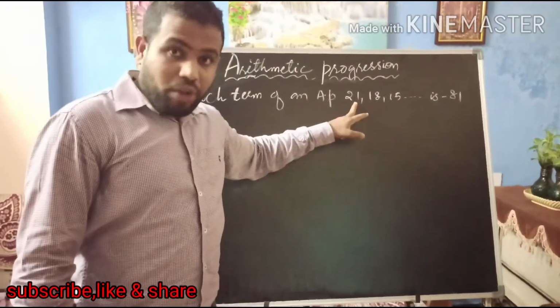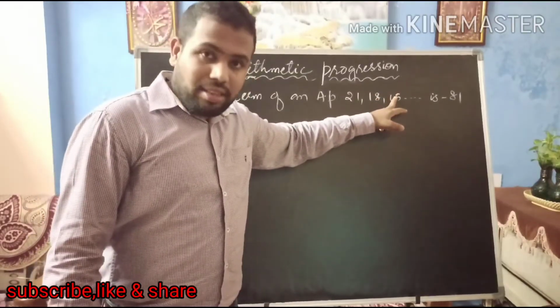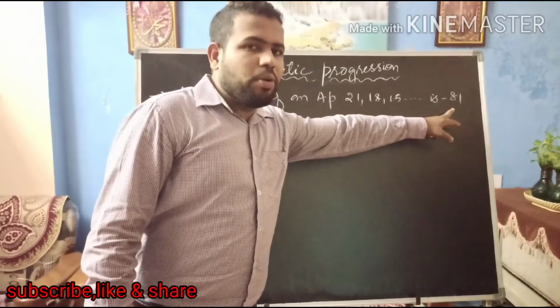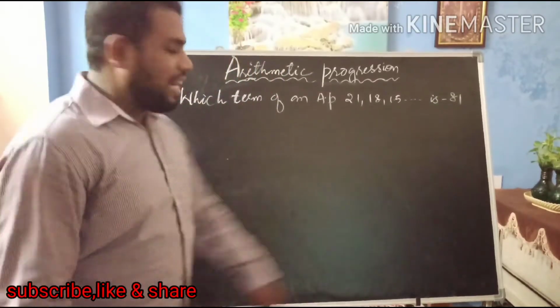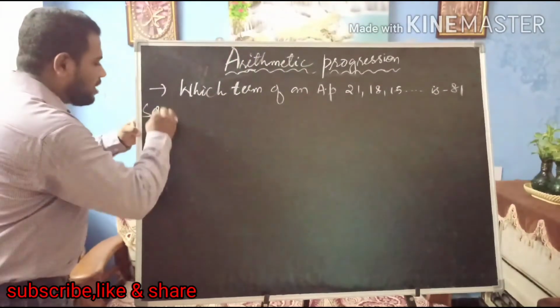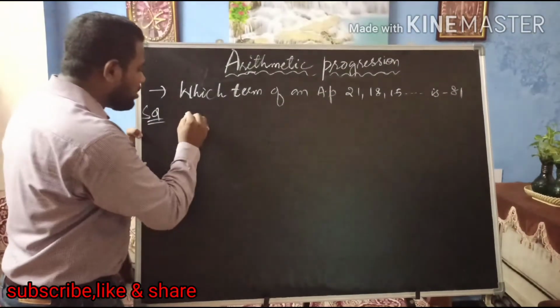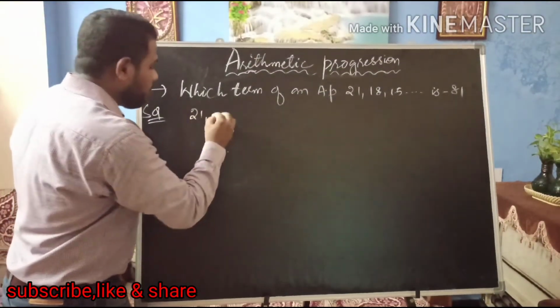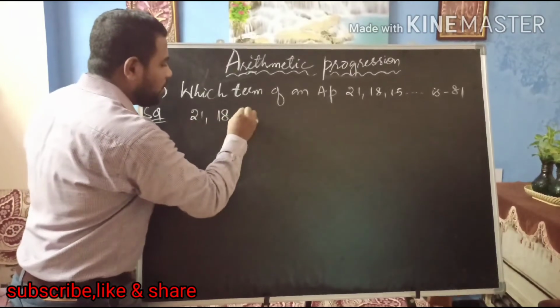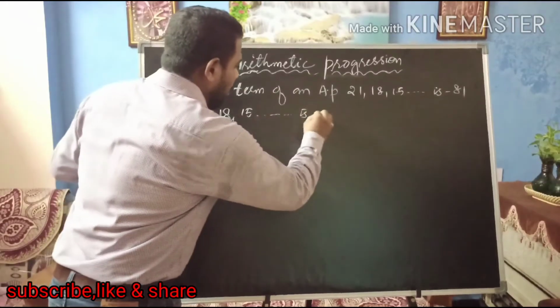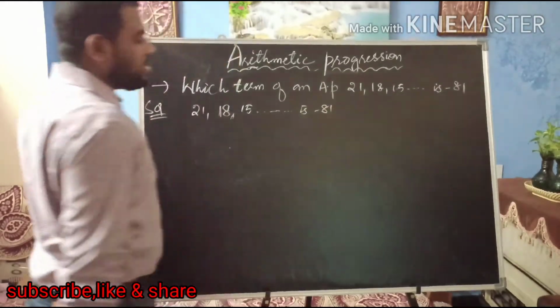Here the first term is 21, the second term is 18, the third term is 15, and then the fourth, fifth. Similarly, which term is going to be minus 81? This is our task here. So we are just going to find which term is minus 81. I'm going to write the given series here, that is 21, 18, 15, and so on, up to minus 81. So our last term is minus 81.